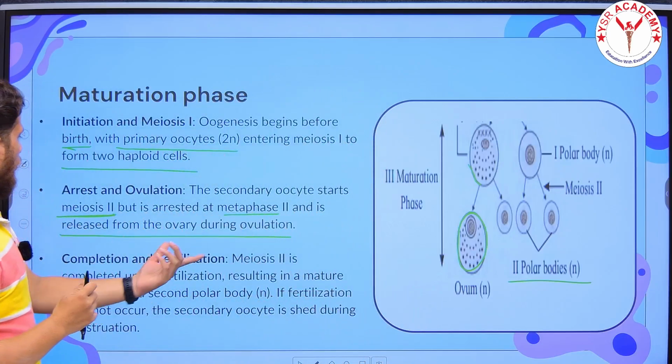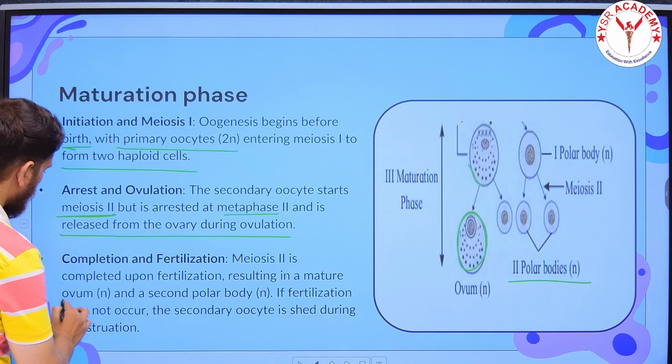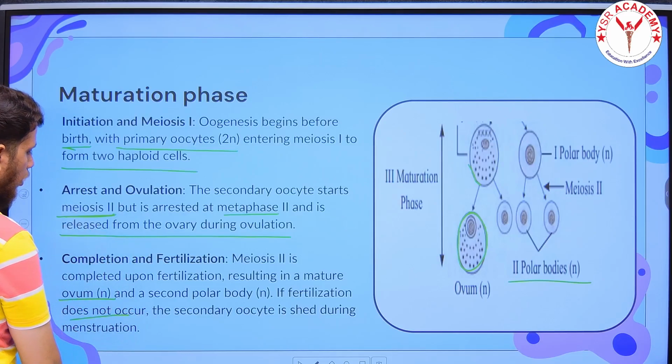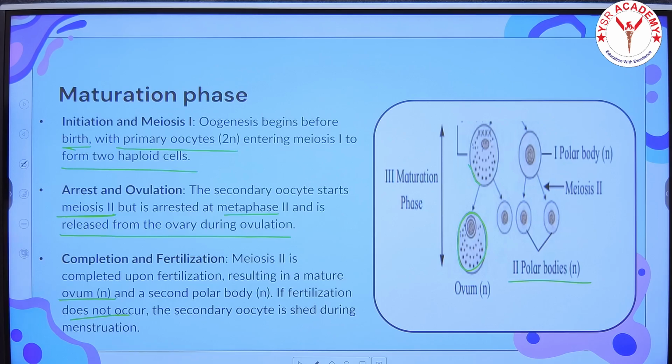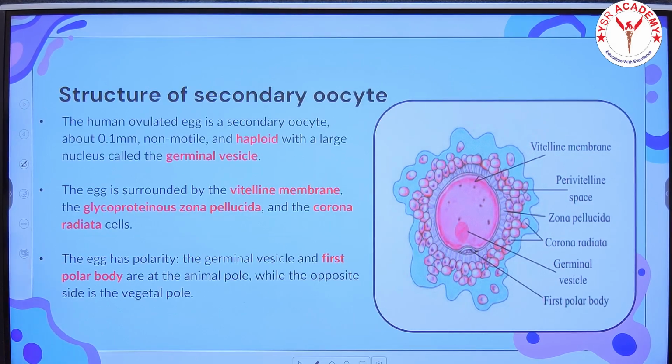Okay, now you have meiosis 2 which is completed upon fertilization, जो मैंने भी बताया, resulting in mature ovum. Okay, and a second polar body. If the fertilization does not occur, the secondary oocyte is shed during menstruation. Menstruation में ovum नहीं, secondary oocyte release होता है guys, याद रखना. Okay, this is the structure of a secondary oocyte.